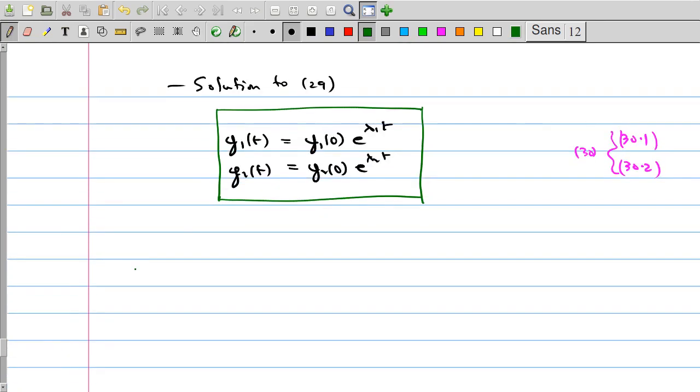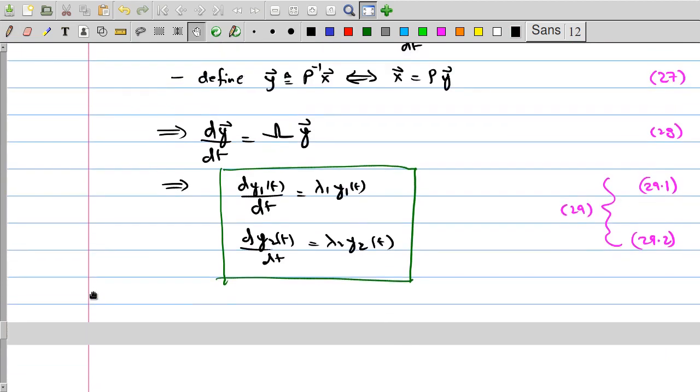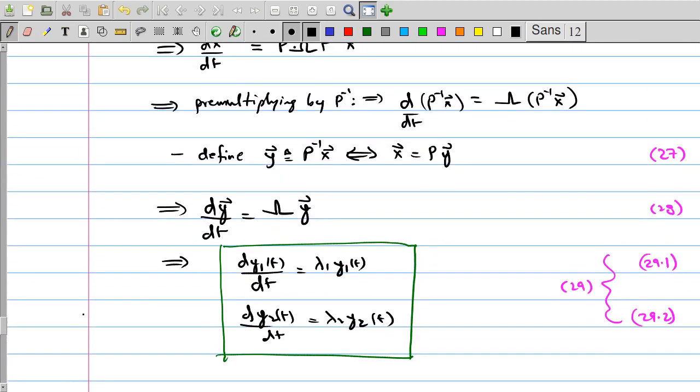So, having got this, now the one question is, how do you get y? We might know the original system was given to us in x, but this solution is in y. How do we know the initial condition? We need the initial x. We know it in x, so from x we have to get the initial condition in y. How do we do that? Using the definition we gave for y, precisely. This definition number 27 over here. So y0 in particular is equal to p inverse x0.